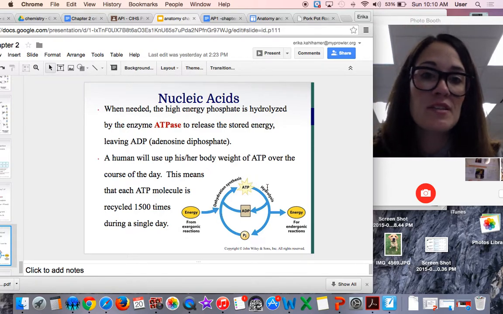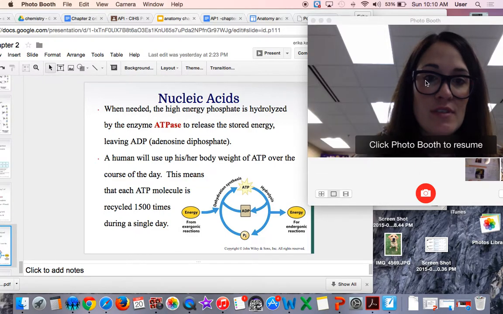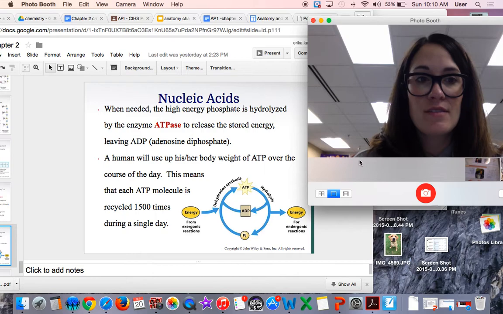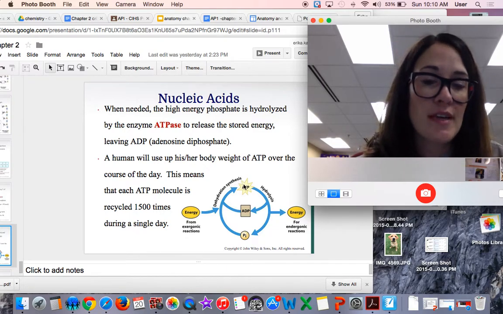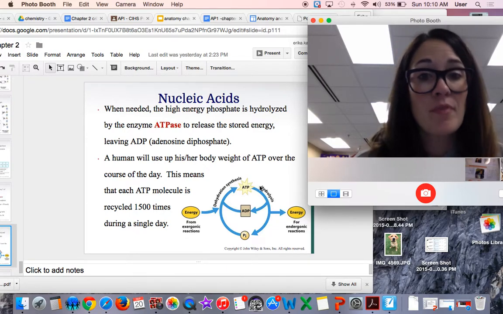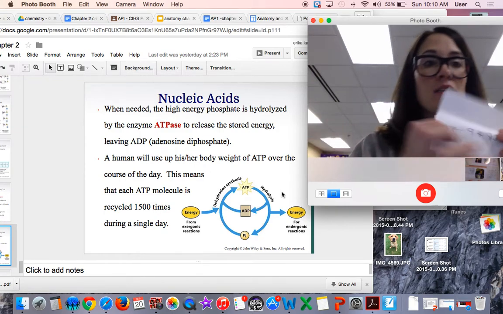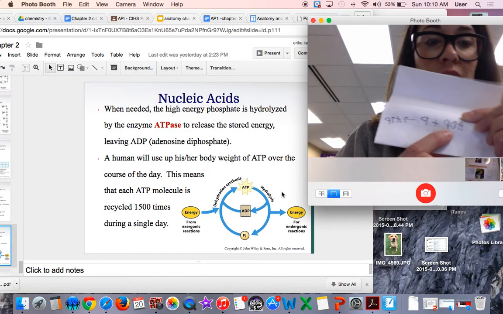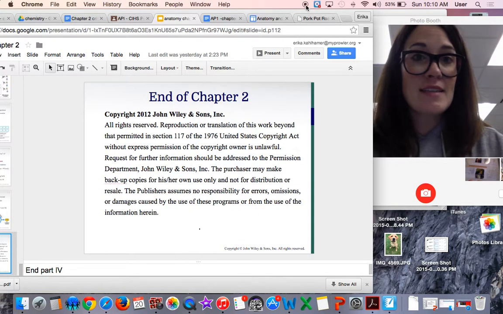So when ATP is used, when you use that energy, it releases a phosphate right here that produces energy. And then your body uses ATP synthase to join these two back together, which is a dehydration synthesis reaction, to produce ATP. When they're separated, water comes in, breaks up that ATP to produce ADP plus phosphate. And that is the end of part 4.